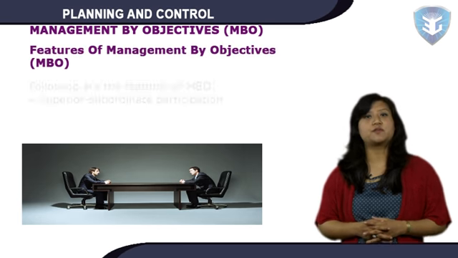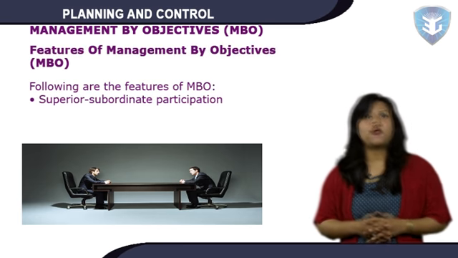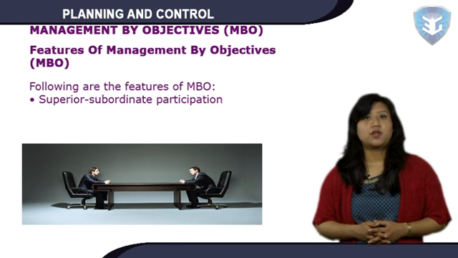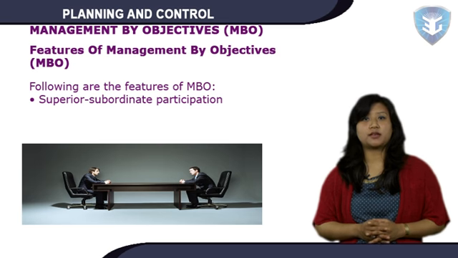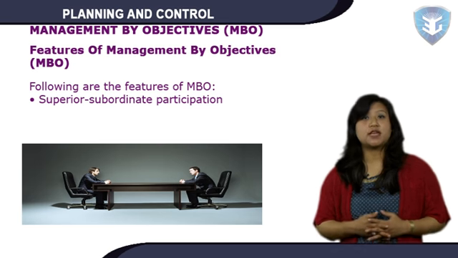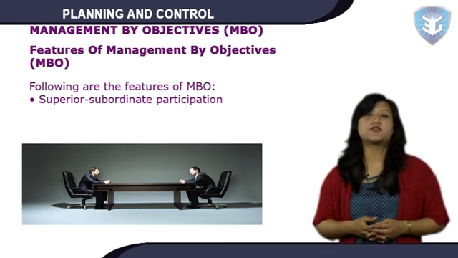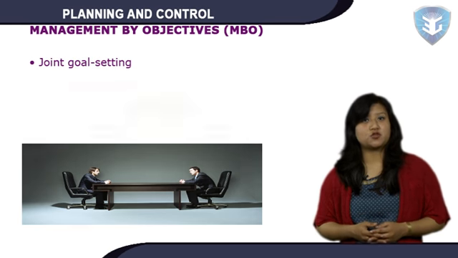Features of management by objectives, MBO. Following are the features of MBO. Superior subordinate participation. MBO requires the superior and the subordinate to recognize that the development of objectives is a joint project activity. They must jointly agree and write out their duties and areas of responsibility in their respective jobs.